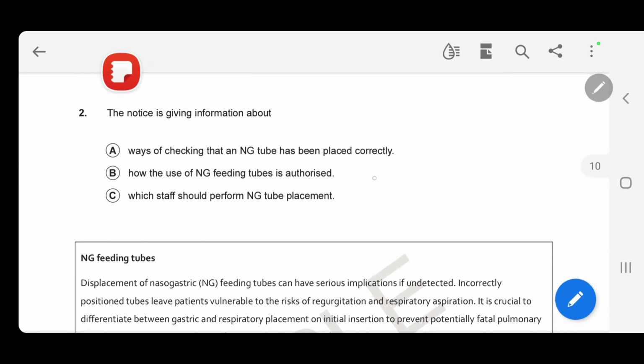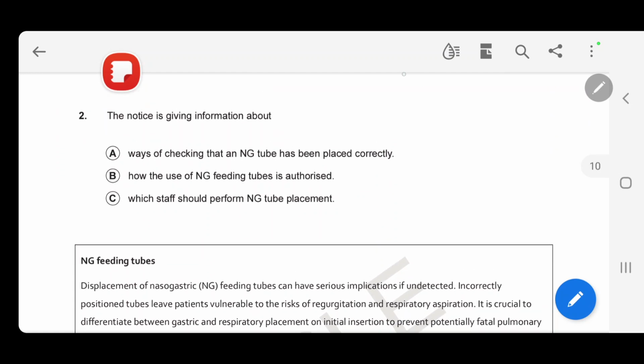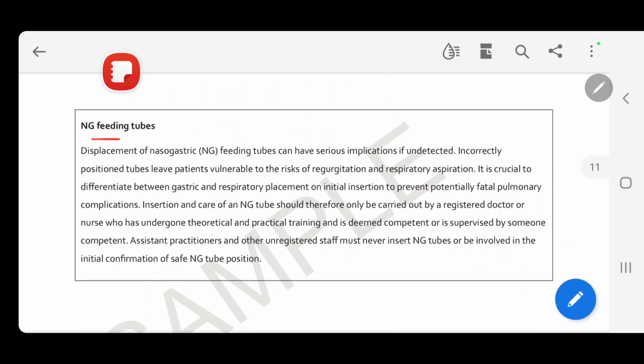Anyhow, for the next question, for your understanding, the notice is giving information about what it is telling you: ways of checking the NG tube, or the method to check whether the NG tube is placed correctly, how the use of the NG tube is authorized, and which staff should perform NG placement. You can see there NG feeding tubes. They have discussed the position of the tube, but not the option.